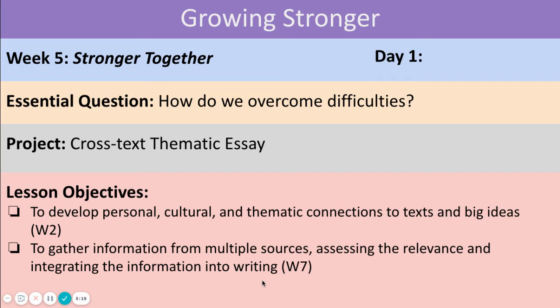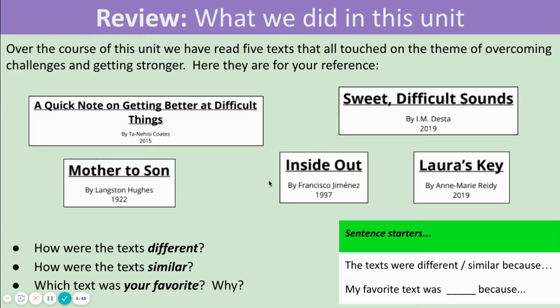The second one, good. To gather information from multiple sources, assessing the relevance, and integrating the information into writing. Students are going to be using evidence, quotes from the various texts that they've read, and then analyze those quotes. And they're going to be practicing citing their evidence and developing that evidence in their writing. And we'll be providing writing strategies to assist our students with doing that.